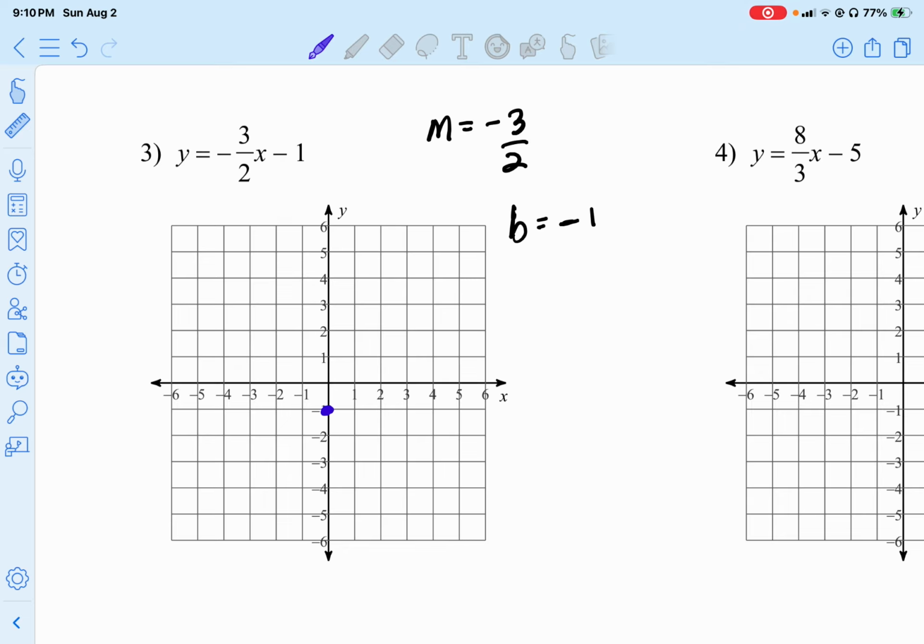And remember, even though I wrote it as -3/2, if it's negative, I can say that it's -3 over 2 or 3 over -2. These two are the same thing, right? Now, -3/2 is going to be down 3, 1, 2, 3, and to the right 2, 1, 2. And those give me those 2 points. Similarly, this one here would be up 3, 1, 2, 3, and to the left 2, 1, 2.